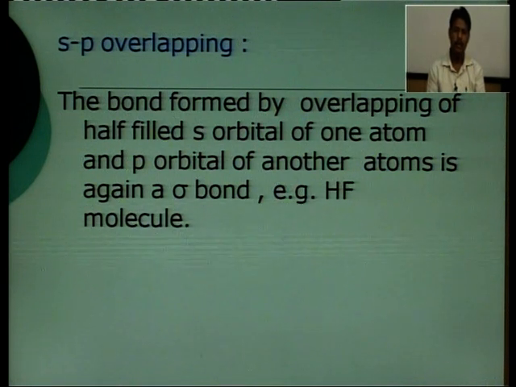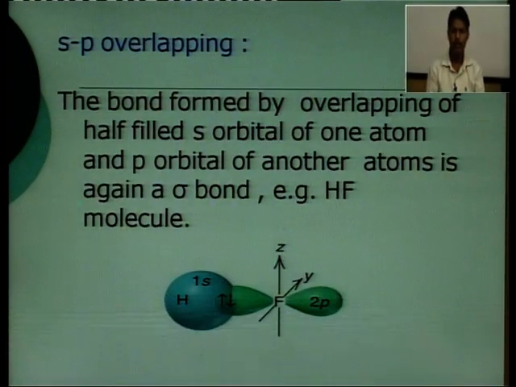For example, the hydrogen fluoride molecule. Here the s orbital of one atom overlaps with the p orbital of another atom. So, this is SP overlapping, and there is a formation of a sigma bond. Here the overlapping is again at the internuclear axis, that is, the line that joins the two nuclei. When there is overlapping at that line, this is called a sigma bond.